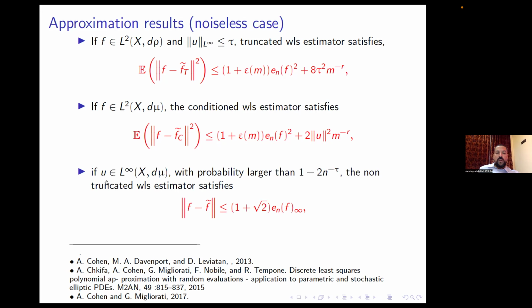So if u is also bounded, we have a convergence not in the average sense, but in overwhelming probability sense, let's say. The non-truncated weighted least square estimator, where we don't truncate, can give us this convergence rate. Let me remind you that here it's the L2 norm. It's not the L infinity norm. Here is the L2 norm, and here is the L infinity, the best approximation in the uniform sense. Actually, in our paper we also have a result, as I said, which will involve the L infinity norm on the left too.